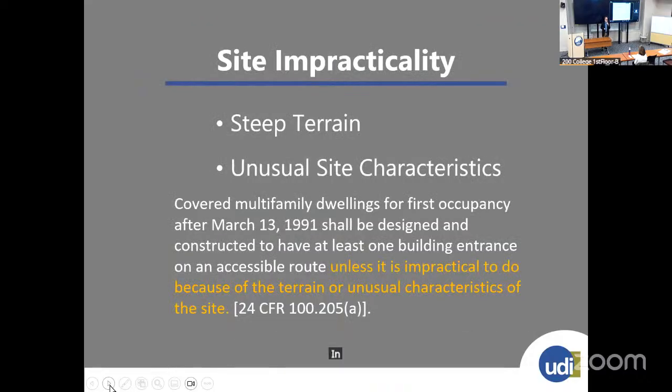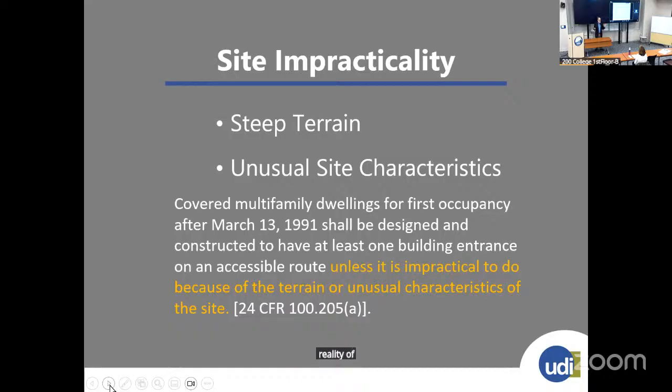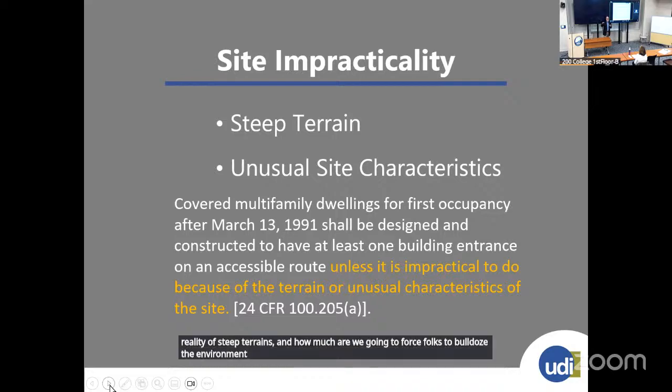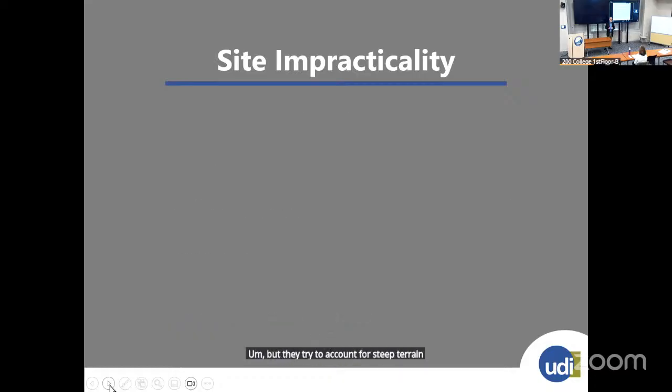In addition, there's another kind of thick section at the beginning of the design manual that deals with this issue, which acknowledges, and again, out in the western part of the state, this may occur more often than not, the reality of steep terrains and how much are we going to force folks to bulldoze the environment to make accessibility provisions throughout facilities. So there's very detailed site and practicality tests that we don't have time to go into, but they try to account for steep terrain and unusual site characteristics.